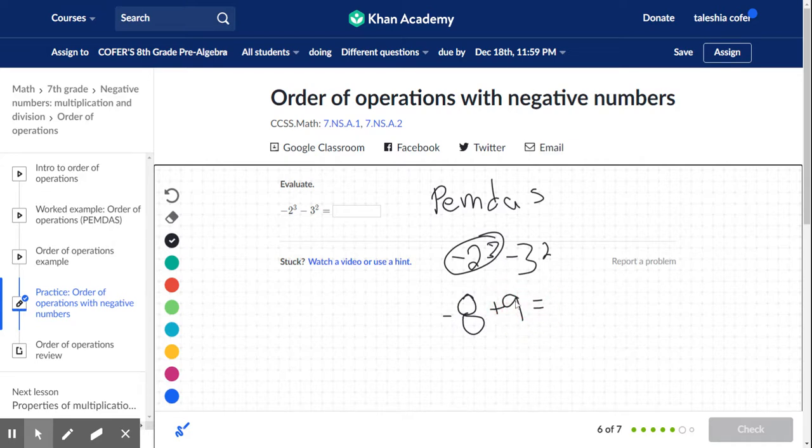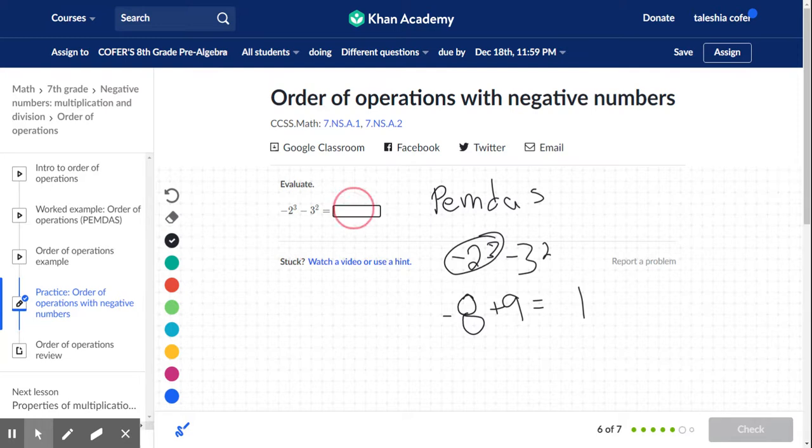Now, negative 8 plus 9, they're different signs, so I can subtract them. 9 minus 8 gives me 1. I take the sign of the larger number, so it is a positive 1. Uh-oh. Dun dun dun. Something's wrong. Let me see where I messed up here.